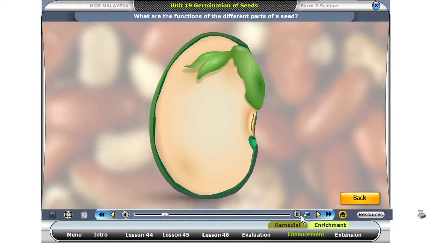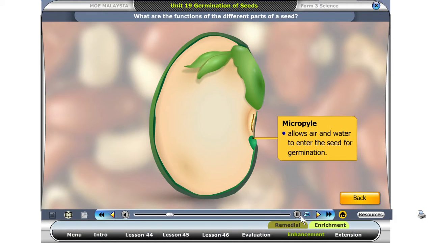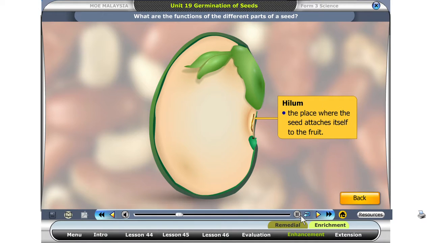What are the functions of the different parts of a seed? The micropyle allows air and water to enter the seed for germination. The hilum is the place where the seed attaches itself to the fruit.